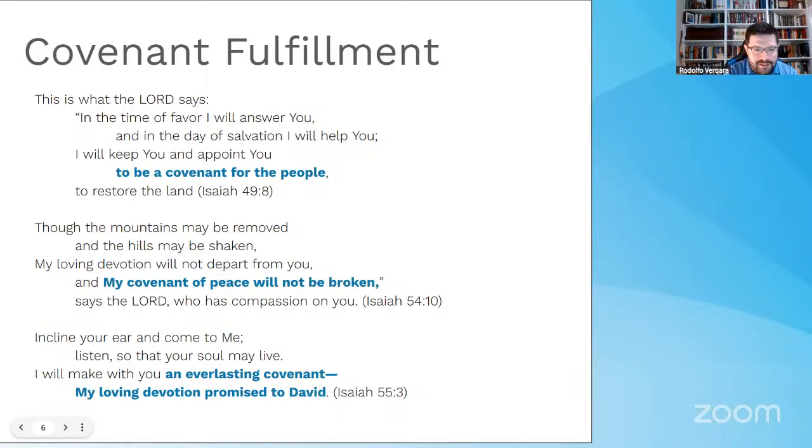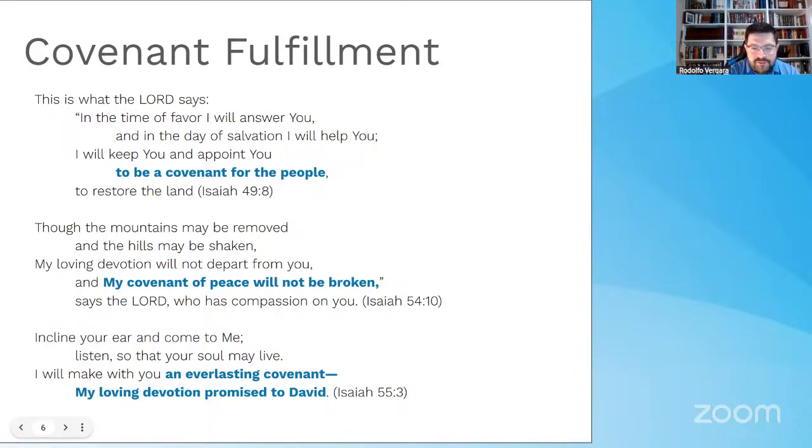In Isaiah 49, we see that the Lord sends a person to represent the covenant to the people. We call him his servant in the end time. This is from Isaiah 49:8. In the time of favor, I will answer you, and in the day of salvation, I will help you, and I will keep you and appoint you to be a covenant for the people to restore the land. So covenant here is associated with restoration.